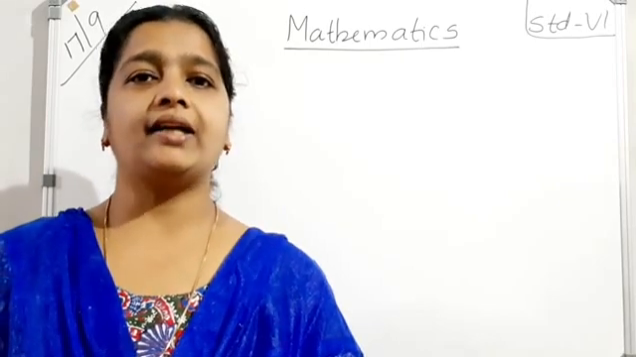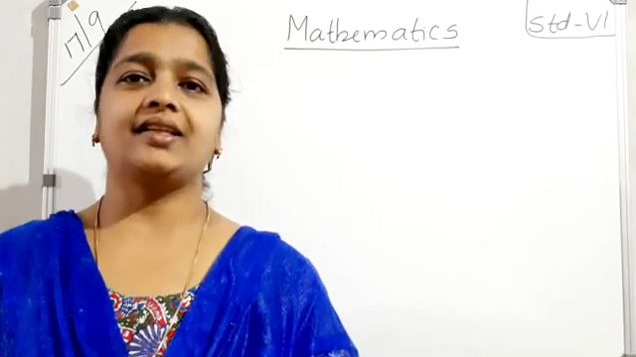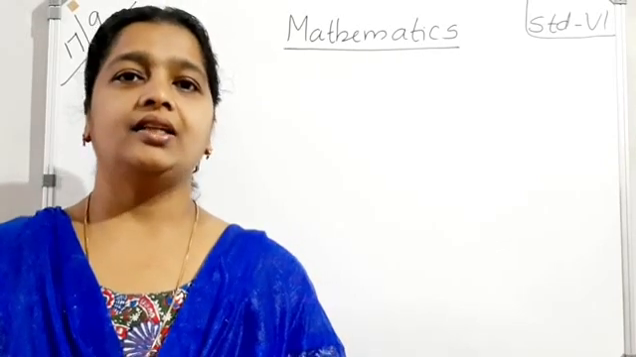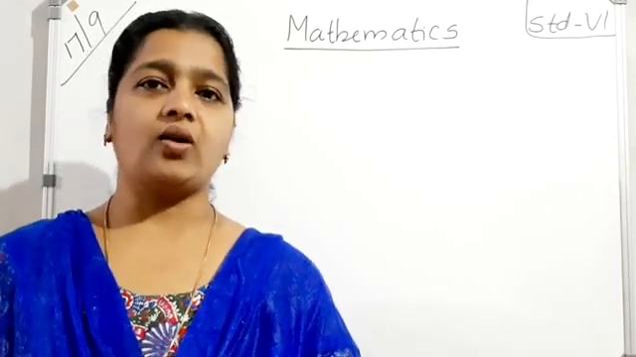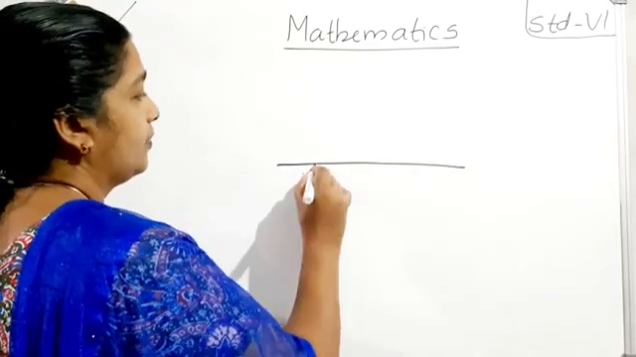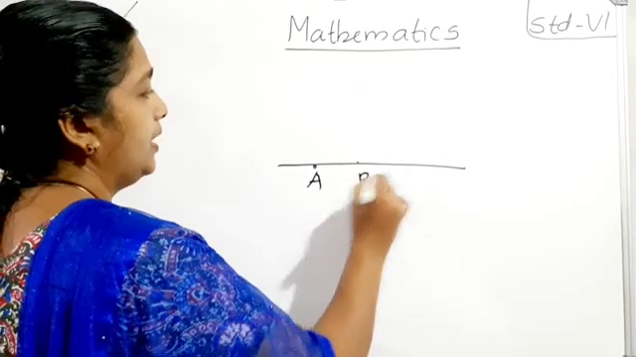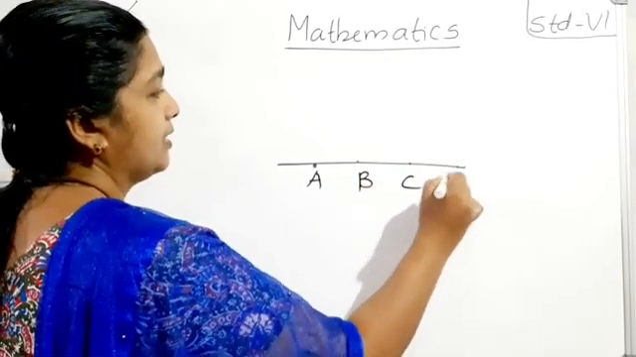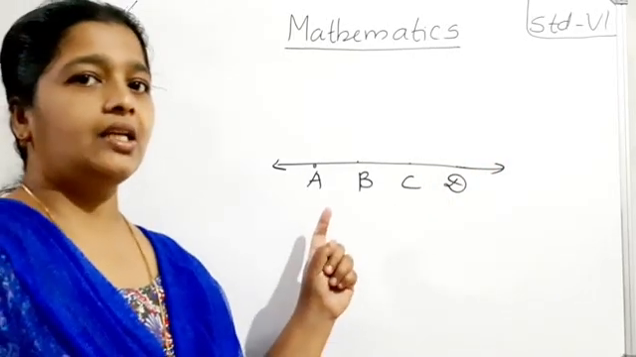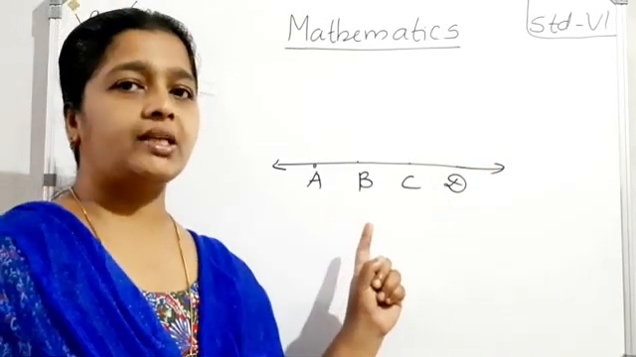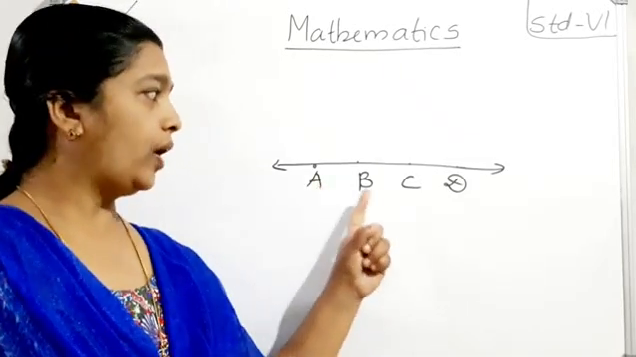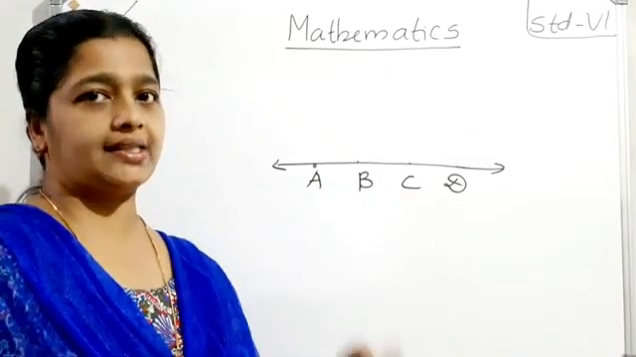So first one, what is a point? Say the answer. Yes, a point determines a location. It is represented using tiny dots, isn't it? So, from the line, A, B, C, D. Say the points. Yes. These points are always represented using capital letters only. Understand? Point A, point B, point C, point D, etc.